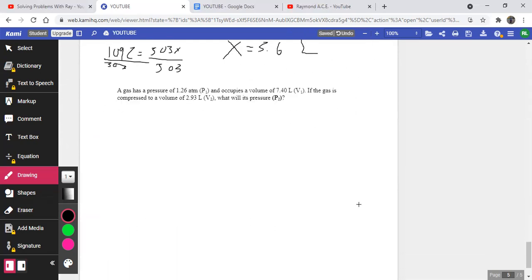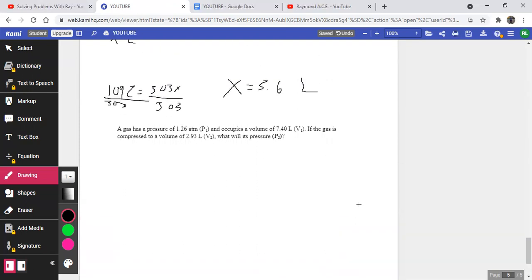And then the next question is Boyle's law. It reads: a gas has a pressure of 1.26 atmospheres and occupies a volume of 7.4 liters. If the gas is compressed to a volume of 2.93 liters, what will the pressure be? This is Boyle's law, and this is the one that has an inverse relationship. If one thing goes up, the other thing goes down, and vice versa.